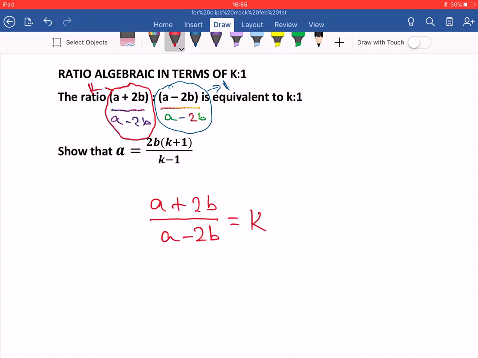Good, great. So now if you look at what you want to show, you've got a is equal to. So that's another way of saying make a the subject in not so many words. So we've got a as the denominator.